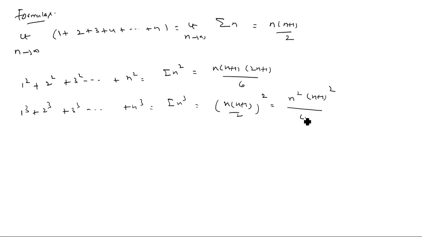So here what we do is, the sum of natural numbers, that is 1 plus 2 plus 3 and so on up to n, that is nothing but summation of n. The formula is n into n plus 1 by 2, and for sum of squares, the formula is n into n plus 1 into 2n plus 1 by 6, and for sum of cubes, the formula is n square into n plus 1 whole square by 4.